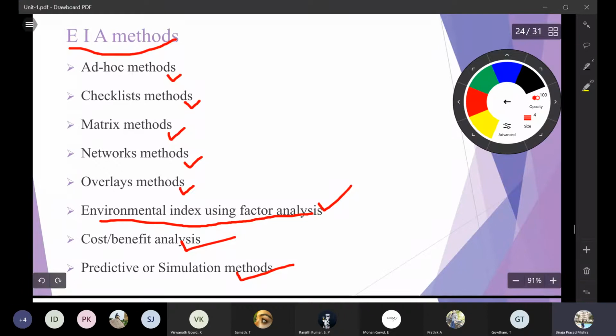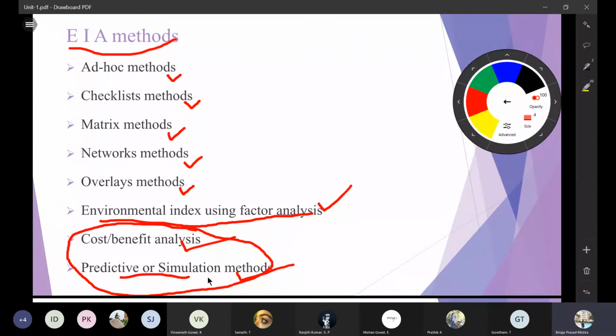Okay, so these are the 8 methods we have, and in your syllabus this part is not there, this cost benefit analysis and this predictive or simulation method. This one is not there in your syllabus. Okay, so we will try to learn about the rest 6 methods.